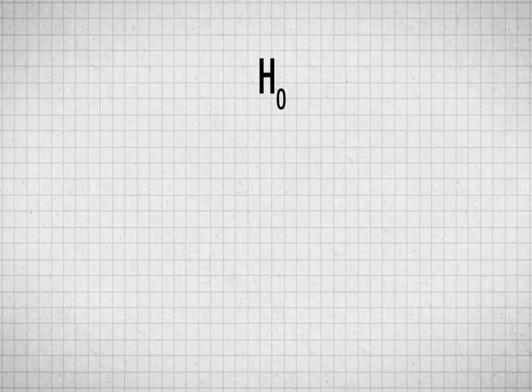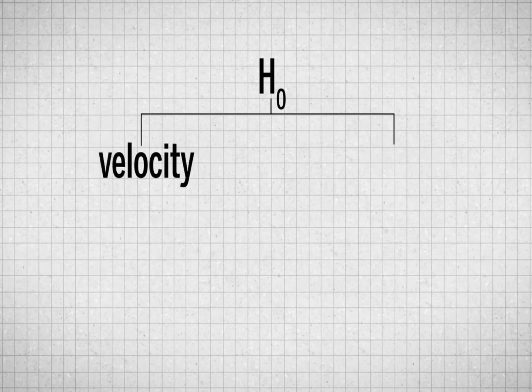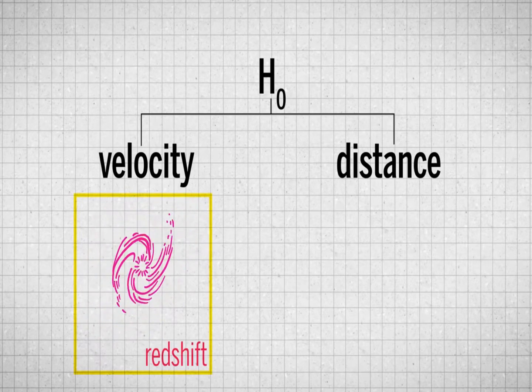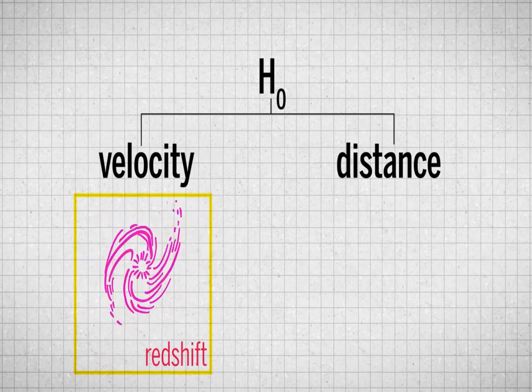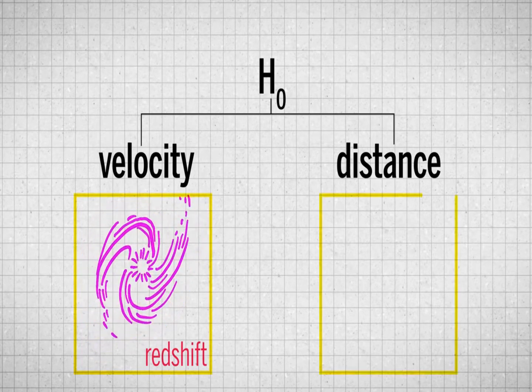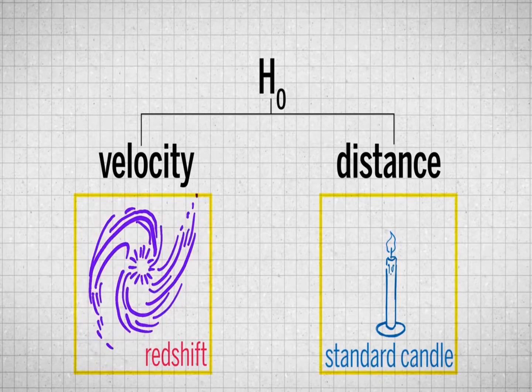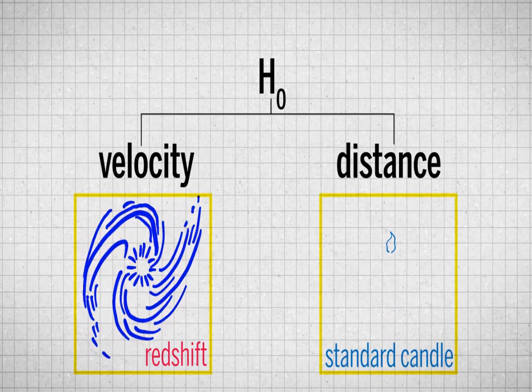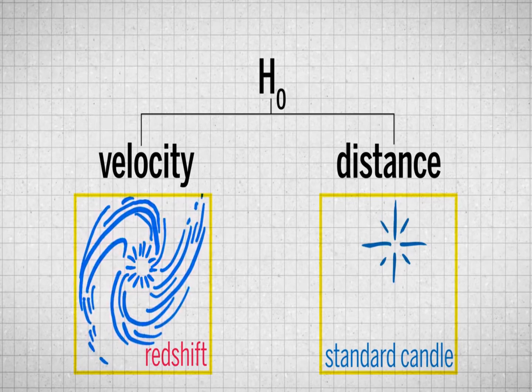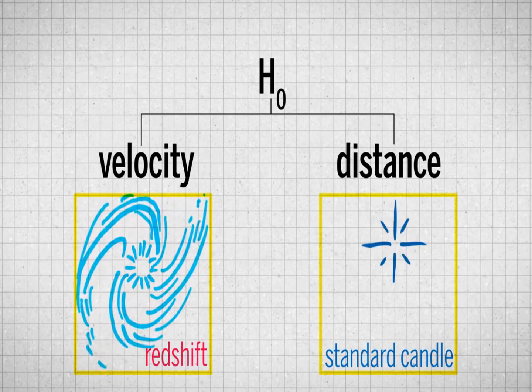To calculate the Hubble constant, we need both a velocity and a distance. Velocities are easy. It requires measuring the redshift of a galaxy as it recedes. But distances are much harder. We need standard candles, objects that shine with an intrinsic brightness. That way, its observed brightness could be converted to a distance.